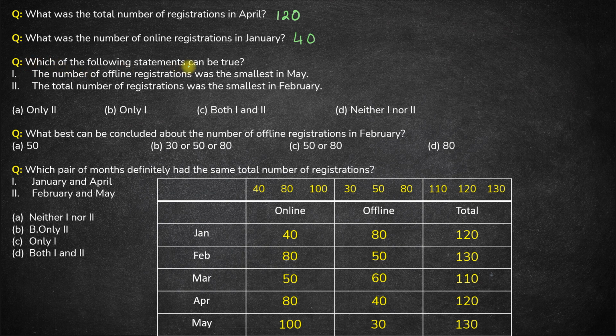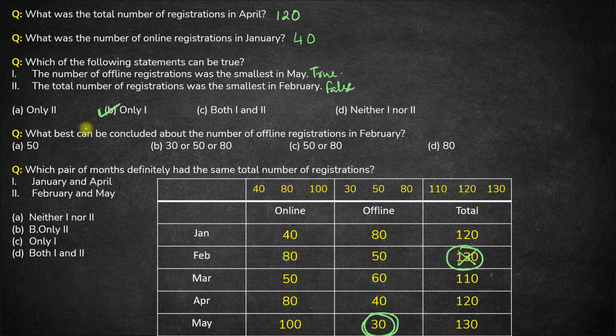Next question, which of the following statements can be true? The question is not must be true, it is can be true. Let's see. The number of offline registrations was the smallest in May. Okay, the number of offline registrations is actually smallest in May. Hence, this statement is true. Next, the total number of registrations was the smallest in February. Total registrations in February is not smallest, it's actually the highest. So this is false. So out of these two, only one is true. So only the first is true. Option B is the right answer here.